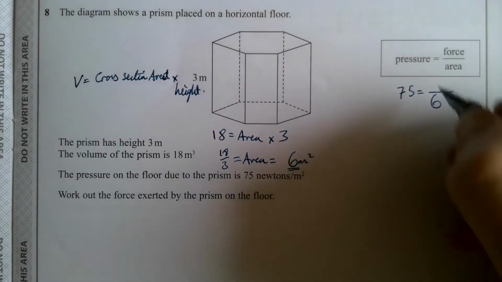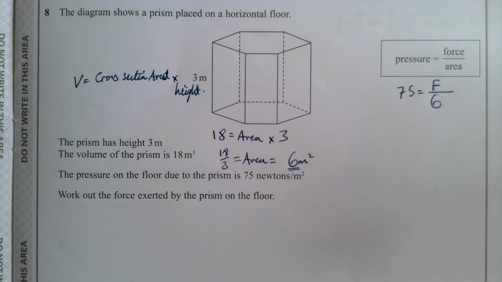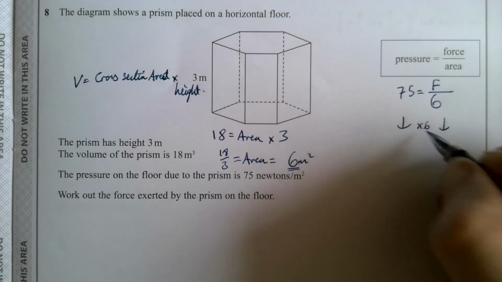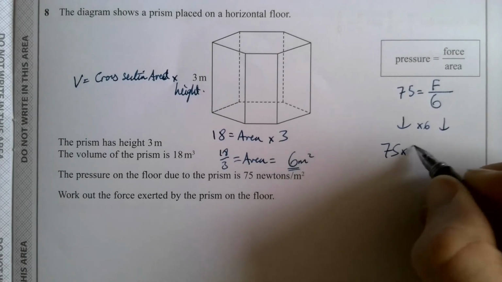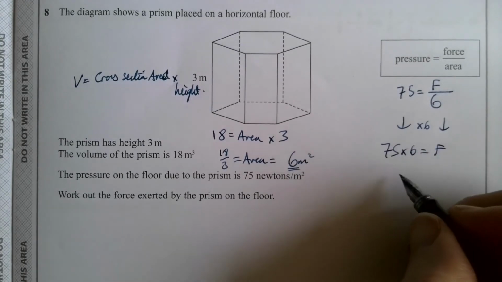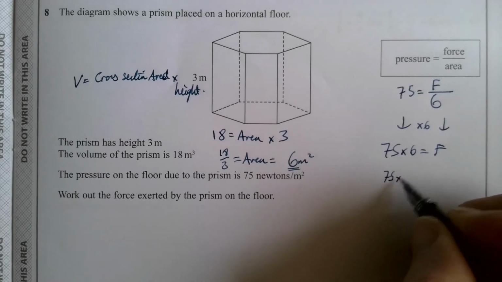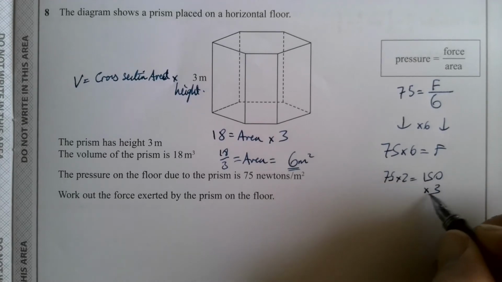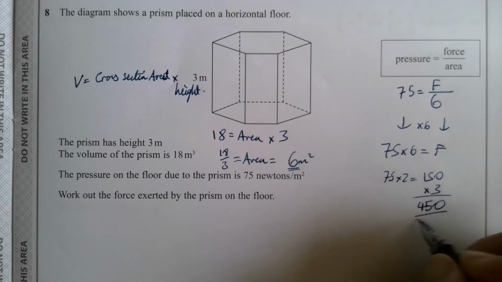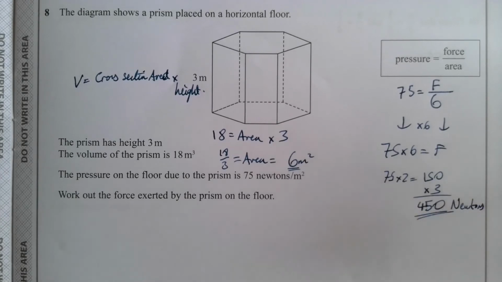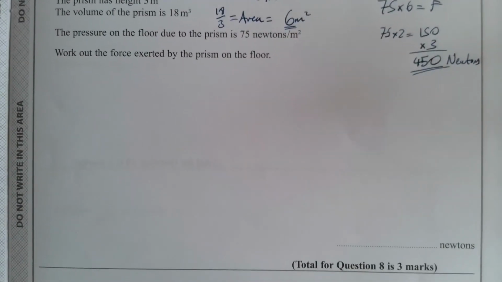I can now put that into my formula and say the force divided by 6 is 75. So I need to multiply both sides by 6. 75 times 6 equals the force. So what's 75 times 6? Well, 75 times 2 is 150. Times that by 3 gets me 450, and newtons is the units, but actually there's no marks for that because it was already written down there.